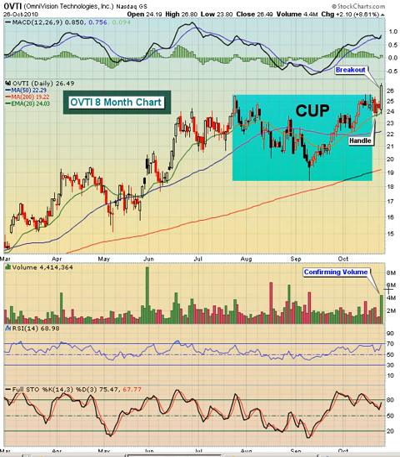You can see the volume confirms this breakout to the upside, and now that we've gotten a breakout above about 25.40, 25.50, I would look for perhaps a pullback to retest that breakout level. That's normal in these types of patterns. When you get a breakout, you go back and you retest the area of the breakout.